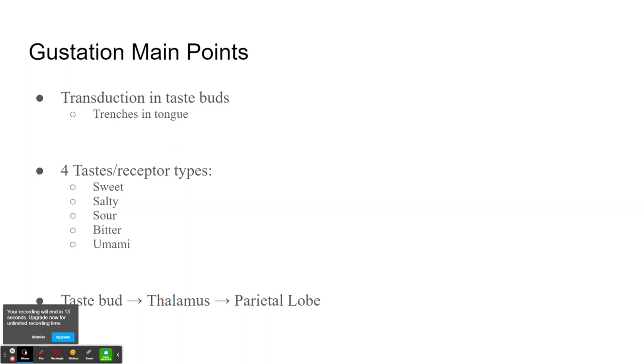And just some bonus points before my time is up. Balance is associated with the semicircular canals, and it's transducted there in the hair cells. And that's all.